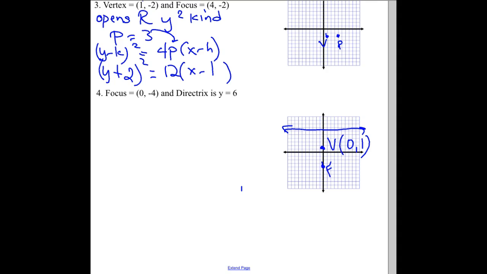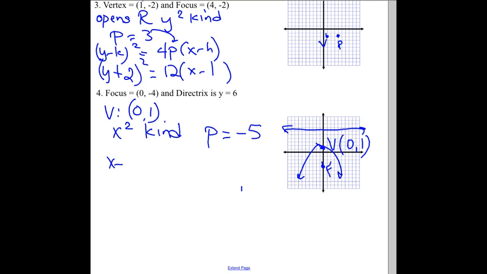0, 1? Okay. We also, from our picture, know that it's going to have to curve down. So it's which kind? Is it x squared or y squared? It's going to be an x squared kind. Okay, so we said vertex was at 0, 1. We know it's the x squared kind. And because it opens down, p has to be what kind of number? Negative. All right, and so p is going to be negative what? 5, right? From vertex to focus, we went down 5 spaces. Okay. Do we have enough to write our equation? Yes. It's the x squared kind.